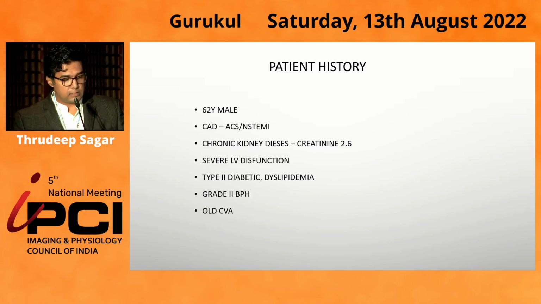I'm presenting a 62-year-old woman who presented in the ER with acute chest pain. She was diagnosed to have CAD with chronic kidney disease with elevated creatinine of 2.6 and severe LV dysfunction with RWMA involving the distal IVS, apex and anterior wall. She previously had diabetes, dyslipidemia, grade 2 BPH, and a CVA in 2012.